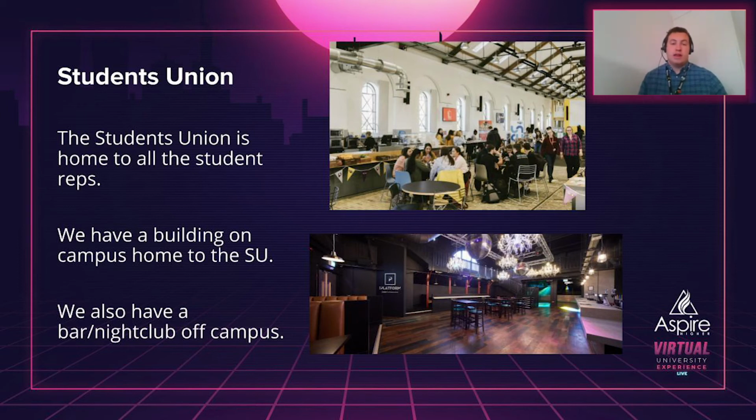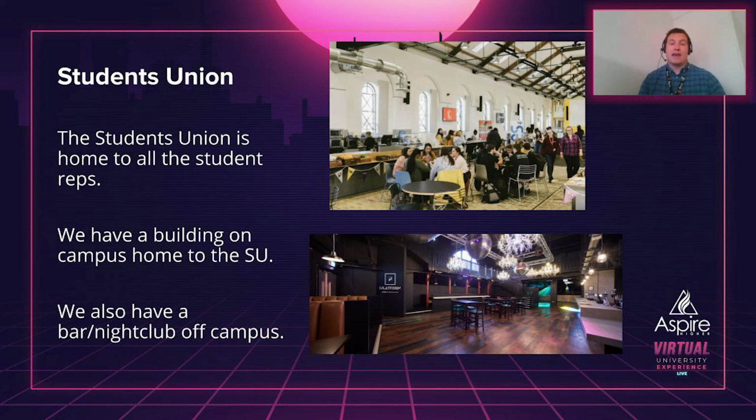So the Students' Union is normally found on campus. This can be in a bar or it might be a building. It could be a range of different things. But the Students' Union is normally where you'll find all of the student reps which represent you at the university. So these are full-time reps normally. You'll normally have one for undergraduates, postgraduates, different ranges of representation within the university.